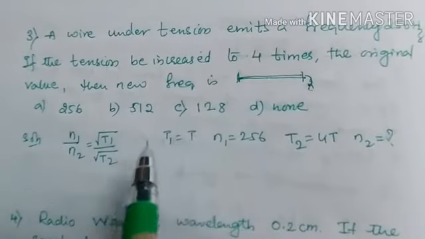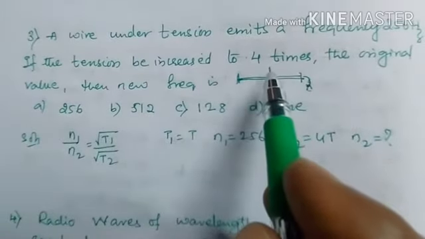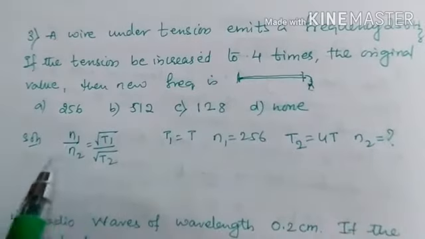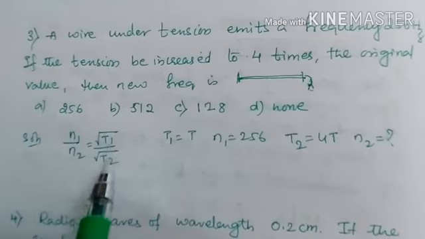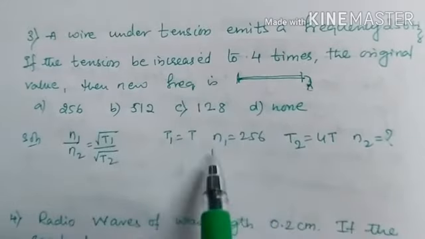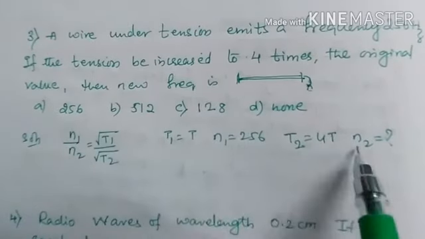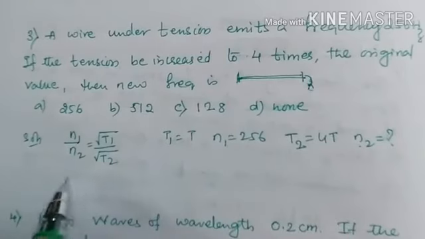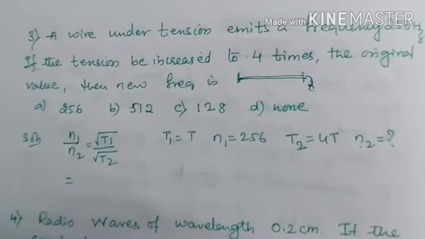Now we have to understand there is a relationship between the frequency and the tension, given by n1 by n2 is equal to square root of t1 by t2, where t1 is t. When it increases to 4 times, T2 will become 4t. N1 is given, then what is n2? So here you see, square on both sides. When you square on both sides, what will happen?